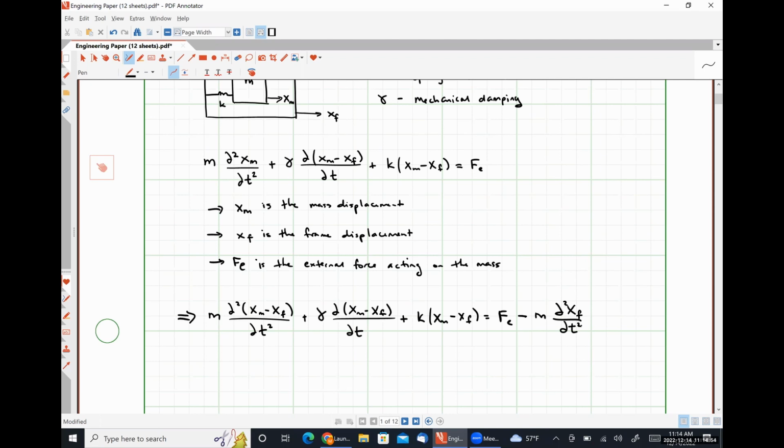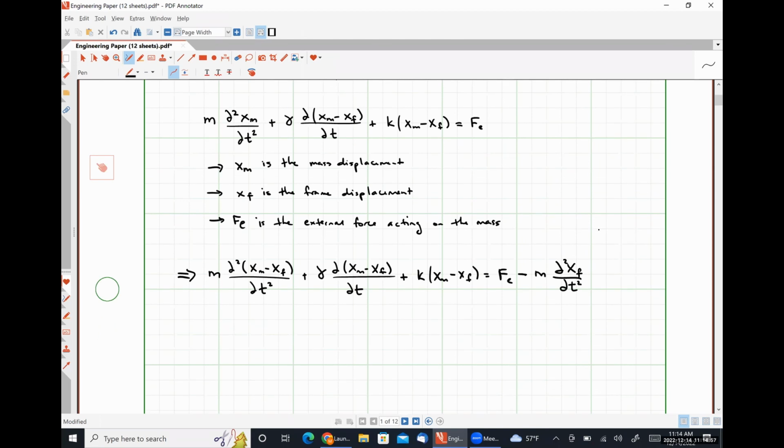Okay, so I can then call this simply M times x double dot plus gamma times x dot plus kx is equal to f, simplifying our system to take into account everything. And this is the equation of motion for a simple harmonic oscillator, which is all an accelerometer is.